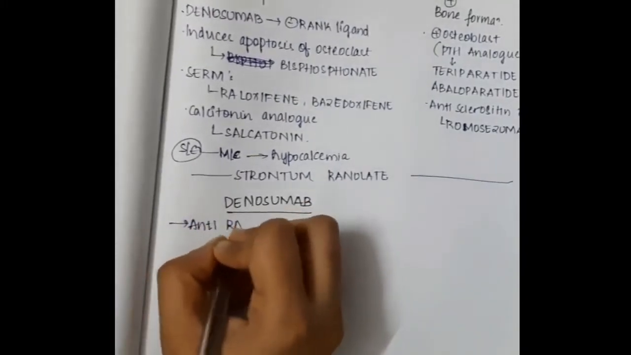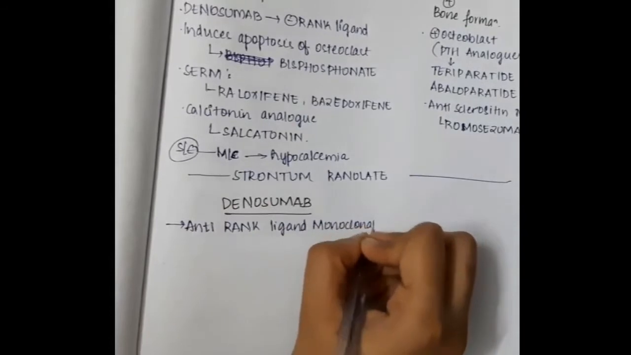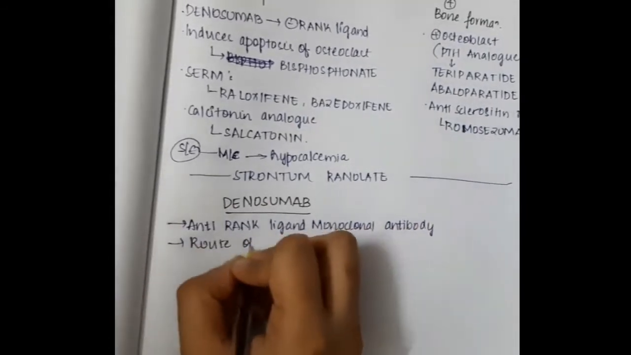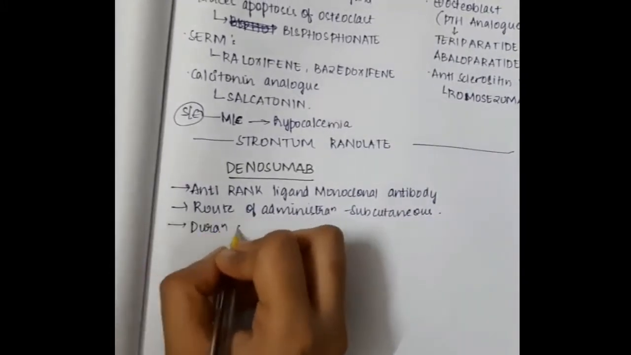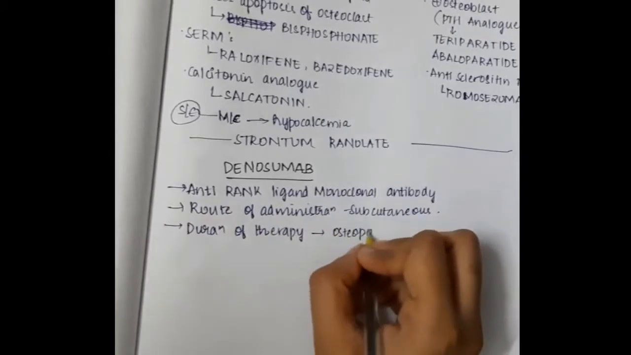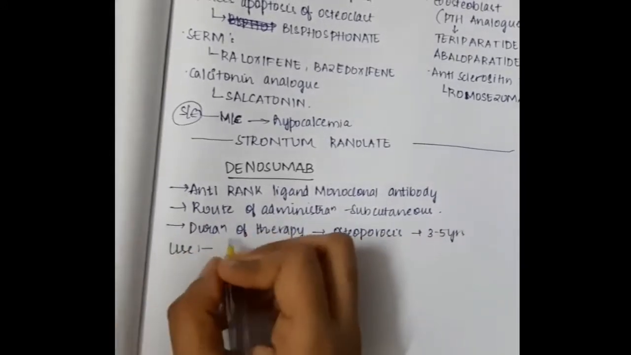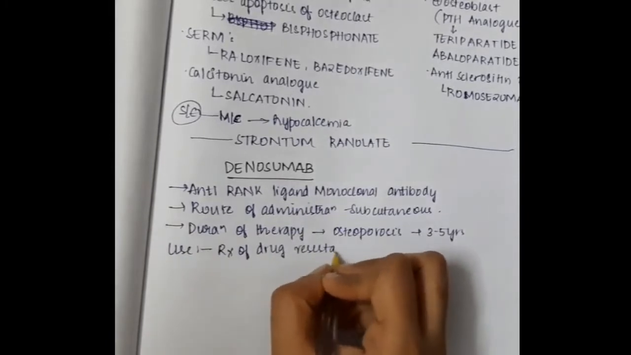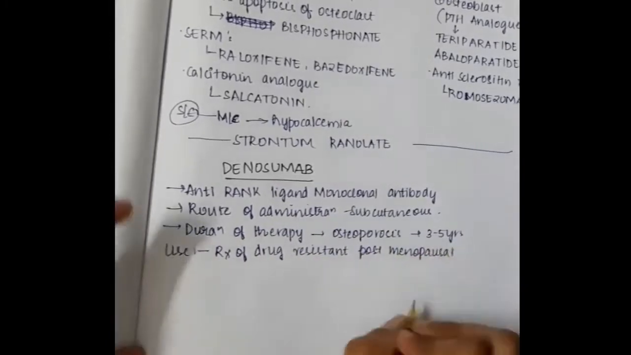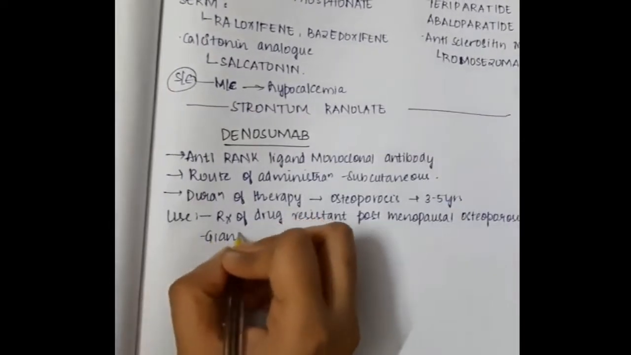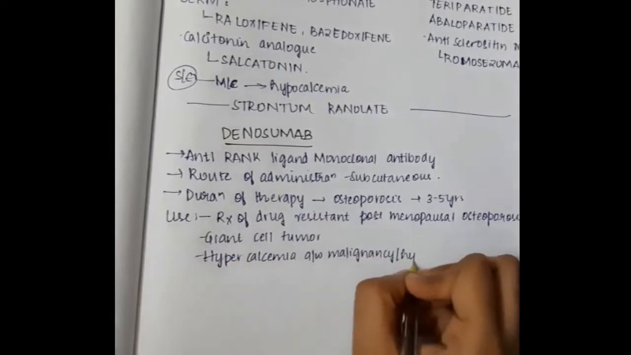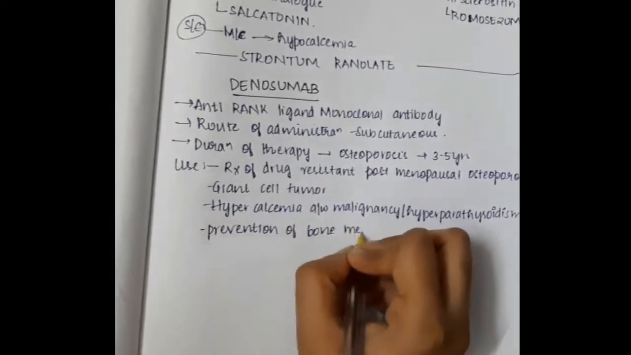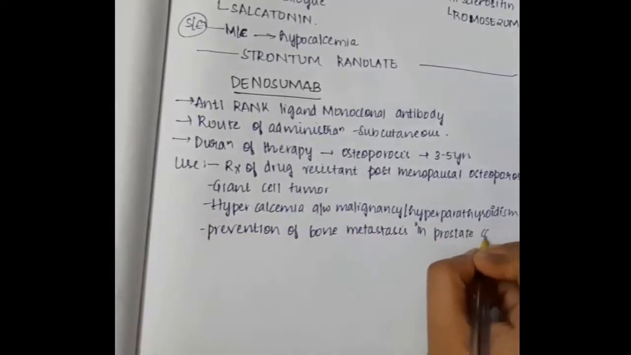First, we will learn about denosumab. This is an anti-RANK ligand monoclonal antibody. It is administered by the subcutaneous route. This is used for osteoporosis for 3 to 5 years. Then it is used for treatment of drug resistant postmenopausal osteoporosis, for giant cell tumor, hypercalcemia associated with pregnancy, and hyperparathyroidism. It is also used in prevention of bone metastasis in prostate cancer.